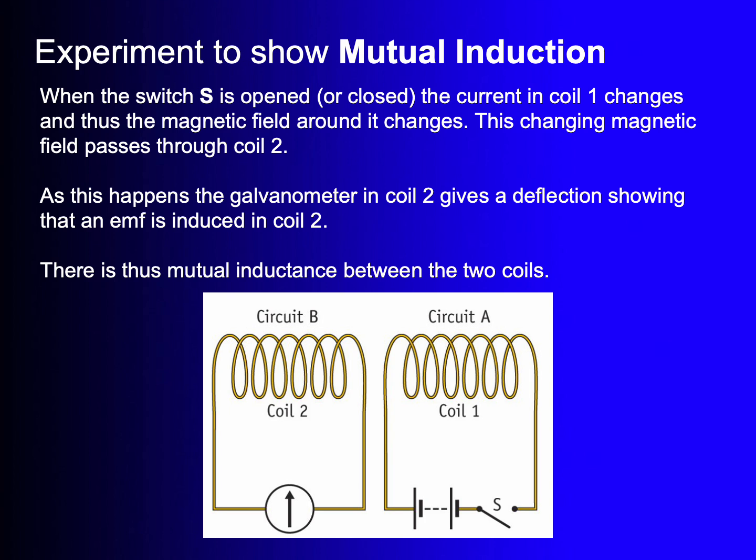So what happens here is when the switch is opened or closed, very briefly there, the current will change and the magnetic field around it will change in coil 1. And then this changing magnetic field is passed through to coil 2. Your galvanometer will deflect, and that shows mutual inductance between the two coils, or passing from one to the other.